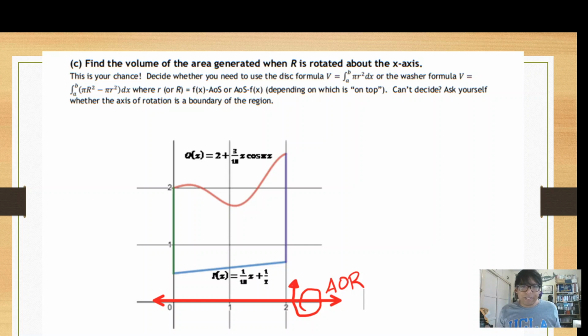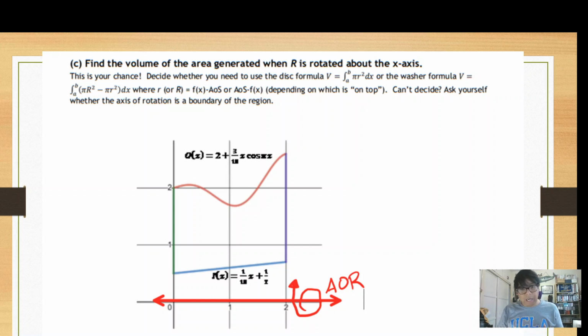Let's think about whether or not our cross sections are going to be disc-shaped or washer-shaped. In this case, I notice that there is some kind of a space in between the axis of rotation and our region. Another way to put that is our axis of rotation is not a boundary curve of our region. So if the axis of rotation is not the boundary of the region, we are going to create washer-shaped cross-sections. So this is what a lot of people call the washer method.